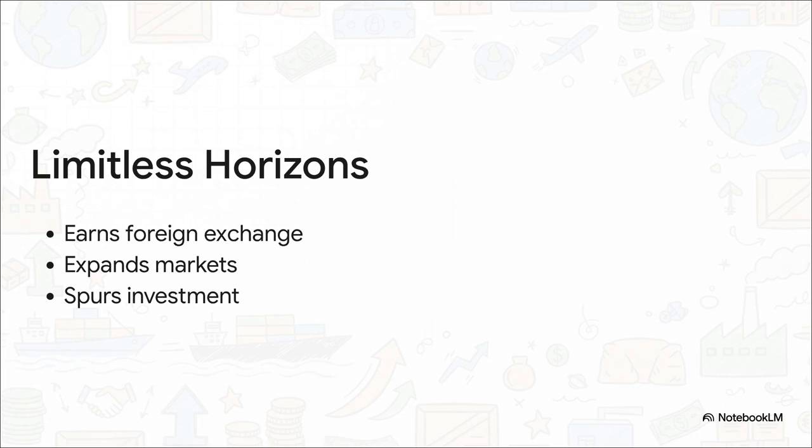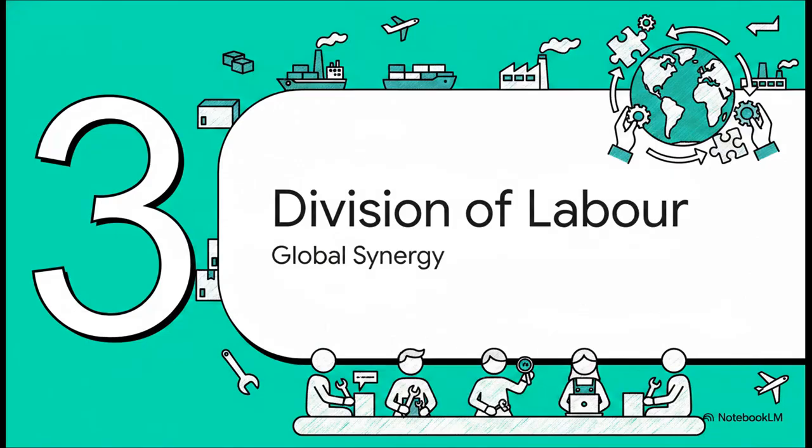First off, exporting goods earns a nation vital foreign exchange. We're talking about hard, valuable currency that can be used for highly productive purposes, like importing advanced technology. Second, by expanding the consumer market beyond domestic borders, you suddenly have millions of new potential buyers. This direct influx of global capital heavily incentivizes local producers to engage in massive production, which in turn completely spurs total economic investment across the entire home country. Taking this macroscopic view brings us right into our third pillar.